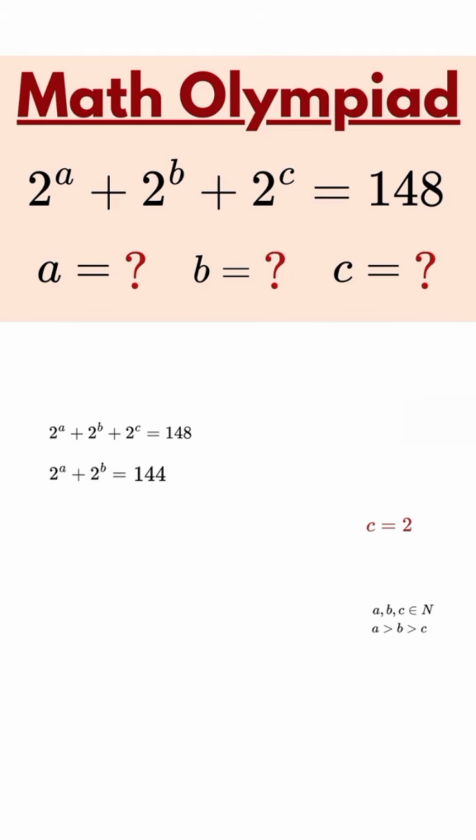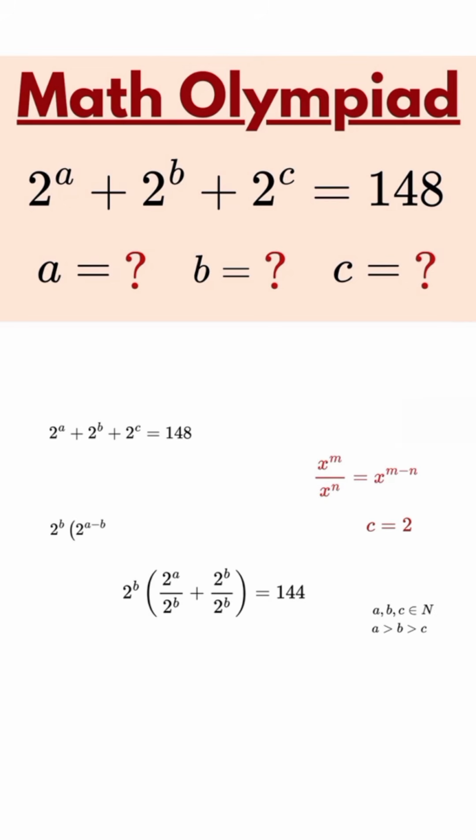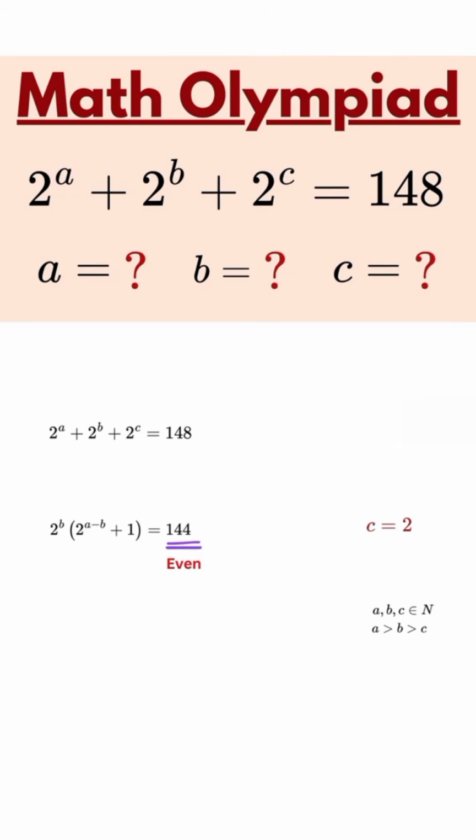Now let us repeat the same step. Multiply and divide both sides of this equation with 2 raised to the power of b. So we can take this 2 to the b here and divide it with each term individually to get this. This will become 2 to the b times 2 to the a minus b plus 1 equals 144. Again, the right-hand side is an even number, and this is also even, whereas this thing is an odd number. So, what do we do? Make 144 as a product of an even number times an odd number.